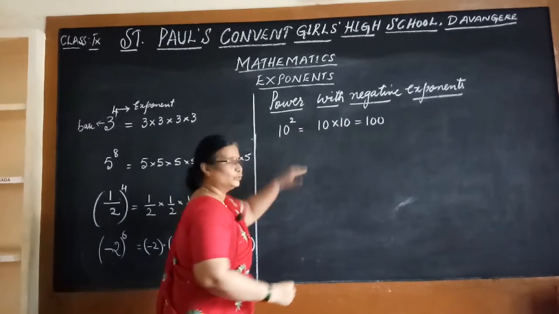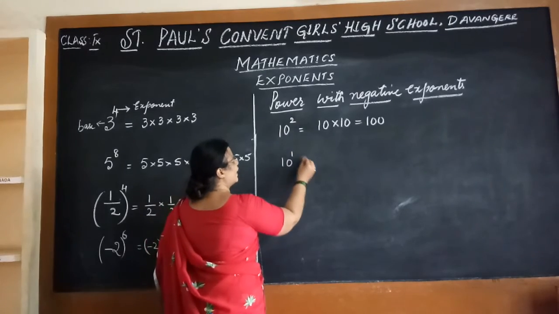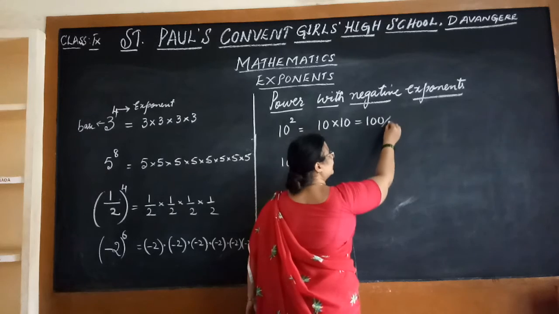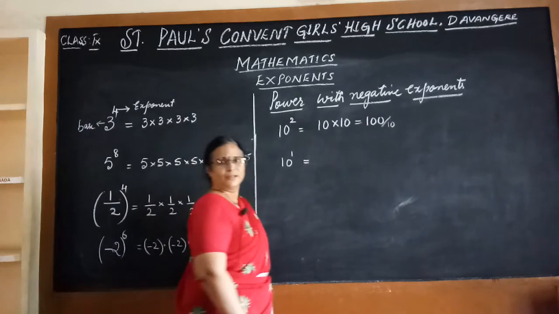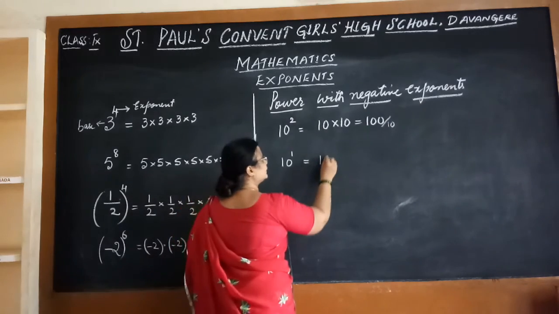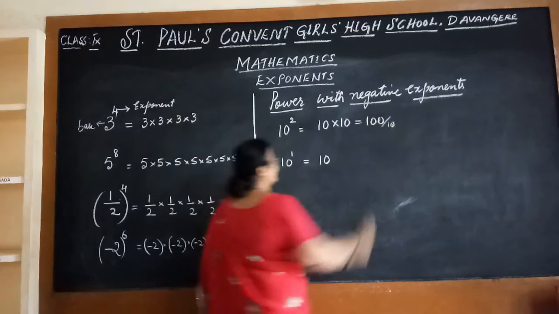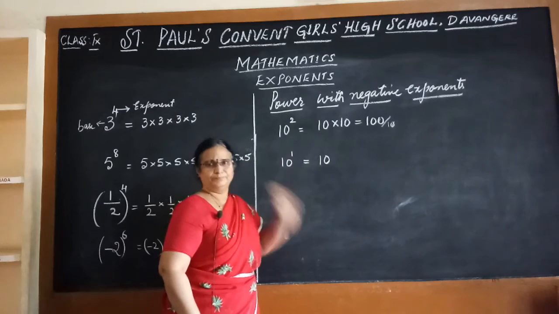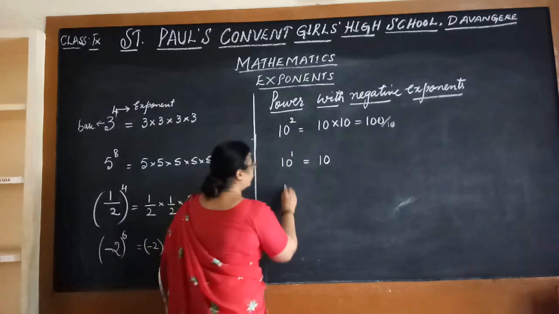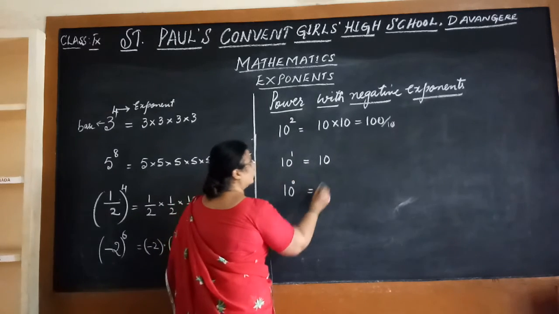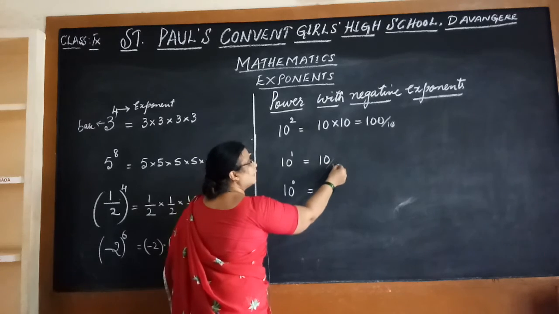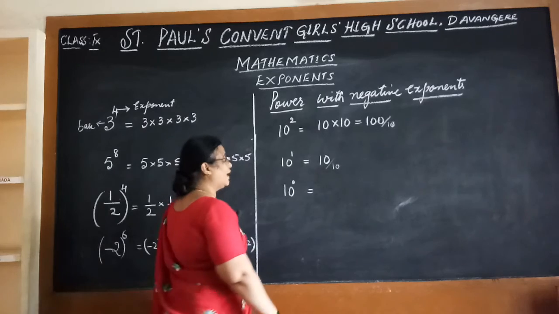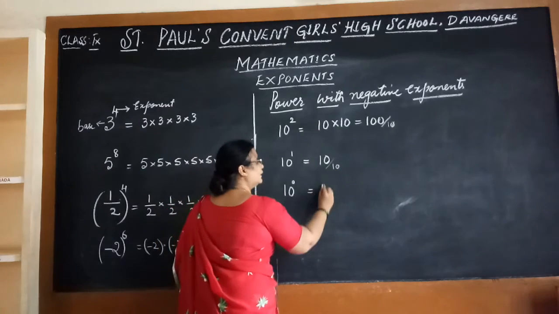Now we will reduce the power. 10 to the power of 1 is nothing but 100 divided by 10. 100 divided by 10 is 10. The 0 gets cancelled. Or 10 is repeated only once, so 10. Then if I move on, 10 to the power of 0. So this 10 is divided by 10. It is reduced by one more 10, divided by 10. 10 divided by 10 is 1.